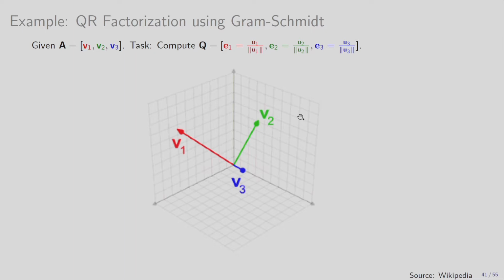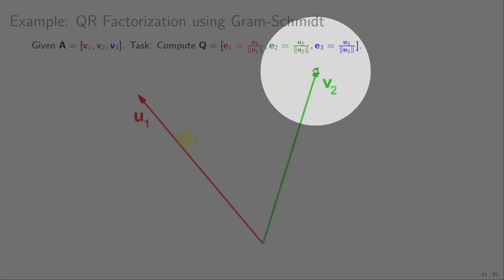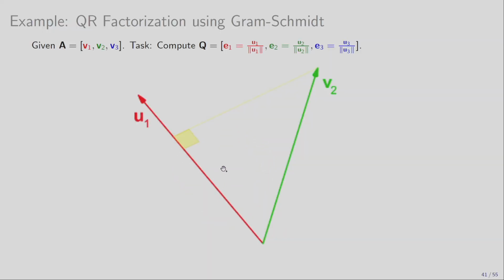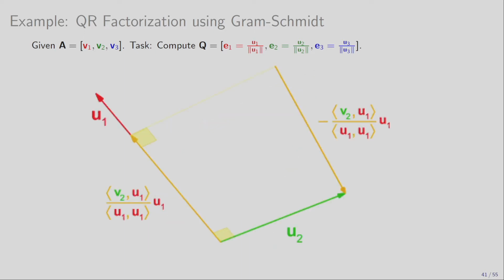Yeah? So effectively, I have to compute U1, U2, U3. So how can I compute it? First of all, I say that U1 is V1, okay? And then I want to compute U2. U2, I compute it from V2, where I take a projection onto U1. Yeah? And this is exactly this quantity. Then I take it away, and I get U2.